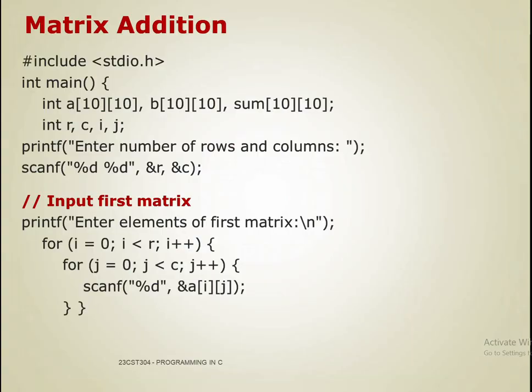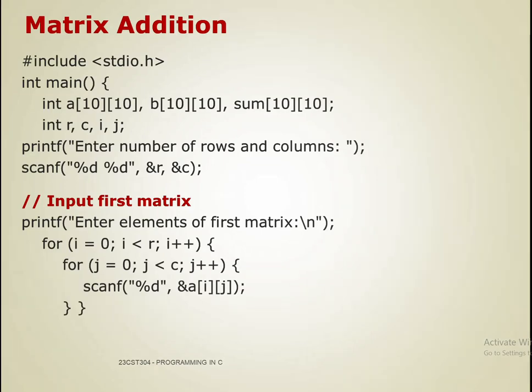Now I explain our final program, matrix addition. Always the first line has include stdio.h. Preprocessor directive includes the standard input output library functions. Then we have the main function. After that we declare three two-dimensional array variables: int array A, array B and sum. We declare the variables r, c, i, j.